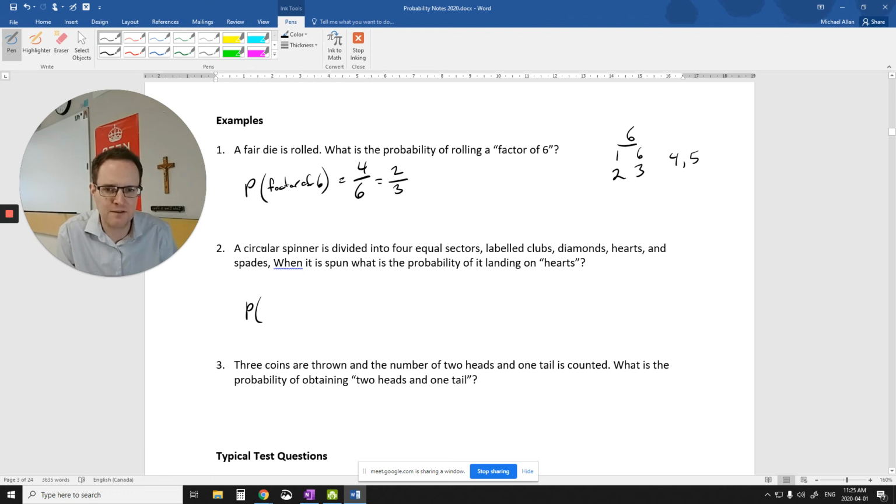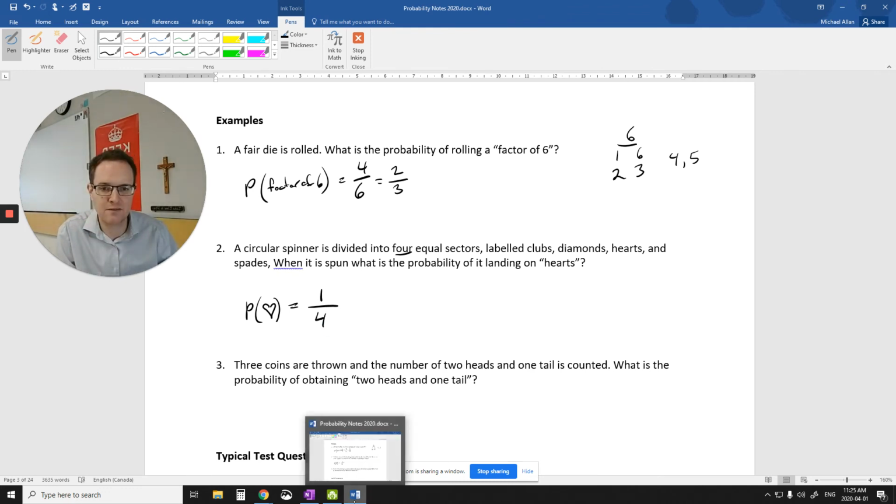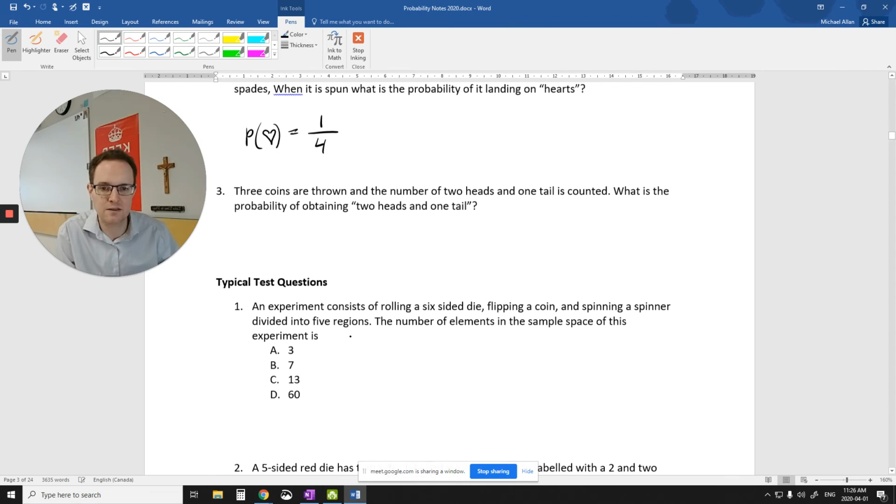Probability of a circular spinner with 4 equal sectors. What's the probability of landing on a heart? All right. So there's 4 equal sides: clubs, diamonds, hearts, and spades. One of them is a heart. There are 4 hearts. So it's a 1 in 4 chance of getting a heart.